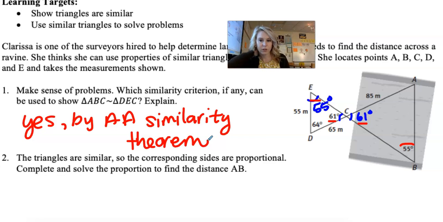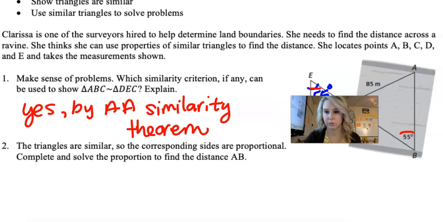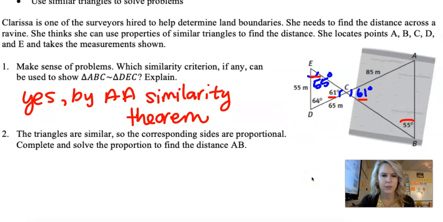Since I know two angles are equal to two angles in the other triangle, I know my two triangles are going to be similar. If they are similar, now I can solve the triangle. The triangles are similar, so the corresponding sides are going to be proportional. Complete and solve the proportion to find the distance AB.